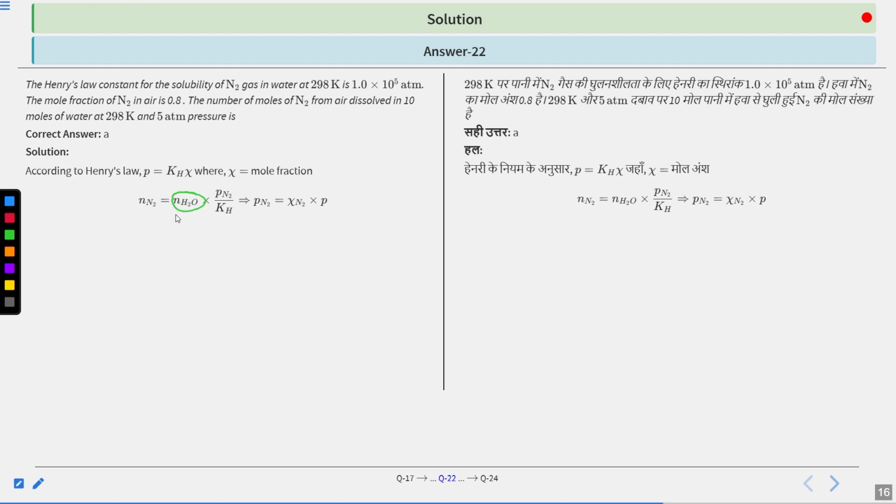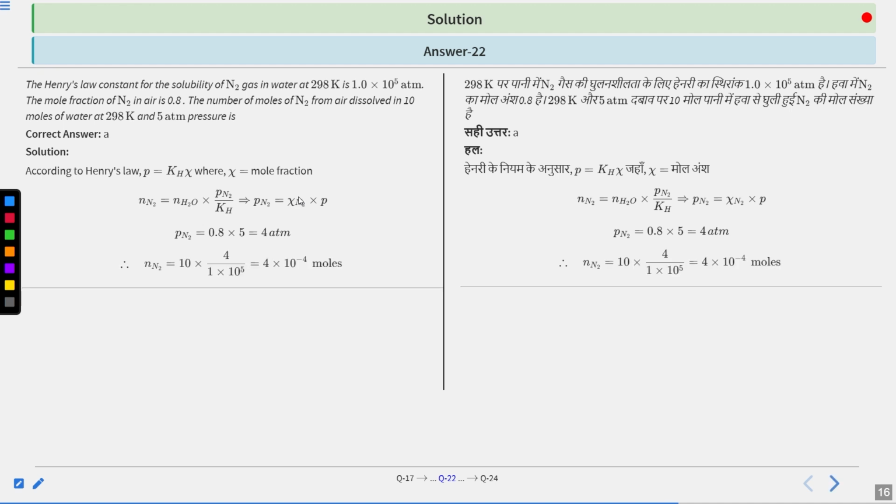So we know that mole fraction is equal to P of N2 by Kh. This was the formula, or Kh into P of N2 is equal to the mole fraction. Now putting all these things here, you will get P of N2 equals chi of N2 multiplied by P. Clear? That will give you P of N2 as 4 atm.